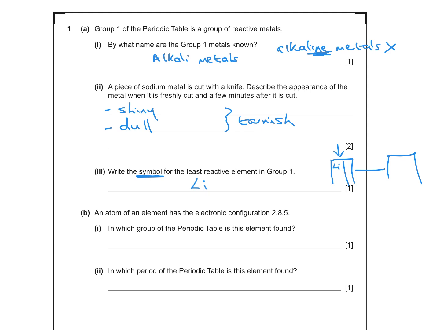Okay, on to part B. If an element has an electron configuration of 2.8.5, the group is going to be 5 because the group number equals the number of electrons in the outer shell. And I can tell from this electronic configuration that 5 is the outer shell, and so there are 5 electrons there. The period is 3. And I know that because the electronic configuration is 2, first shell, 8, second shell, 5, third shell.